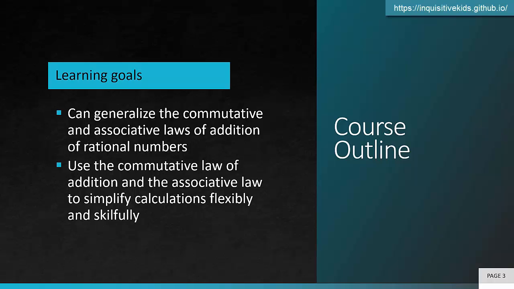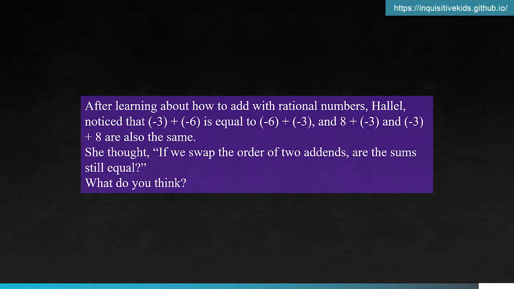After learning about how to add with rational numbers, Hillel noticed that negative 3 plus negative 6 is equal to negative 6 plus negative 3, and 8 plus negative 3 and negative 3 plus 8 are also the same. She thought, if we swap the order of two addends, are the sums still equal?